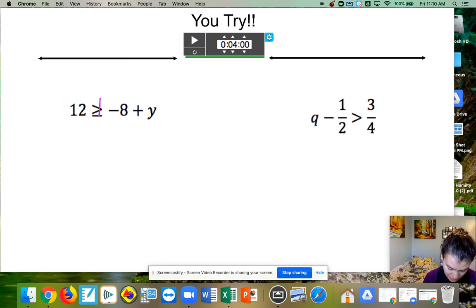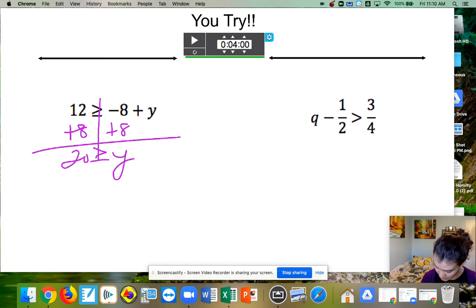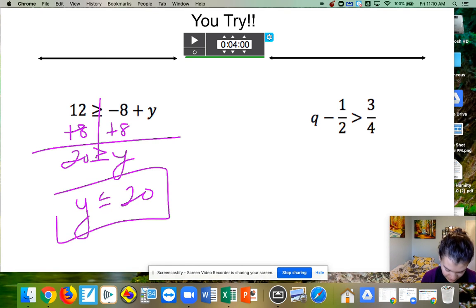All right, so drop your line down. Add 8, add 8. You get 20 is greater than or equal to y. So you can leave it like that, or you can write your answer by flipping the inequality and your numbers. So if you graph that, you do 0, 20. We have an equals to sign right here, so we want a solid circle. And then y is on the small end, so next to the pointy part of your symbol, so we want to be less than.